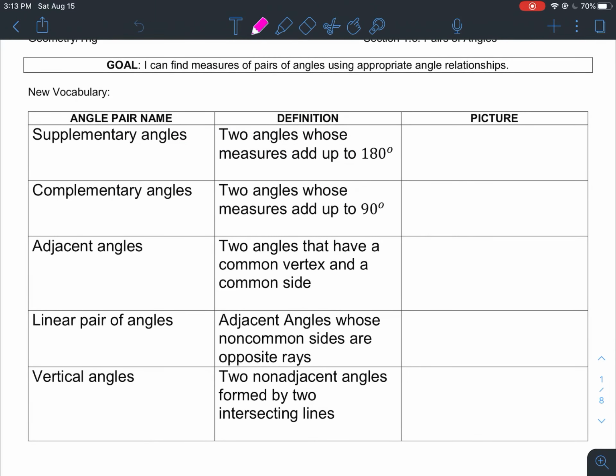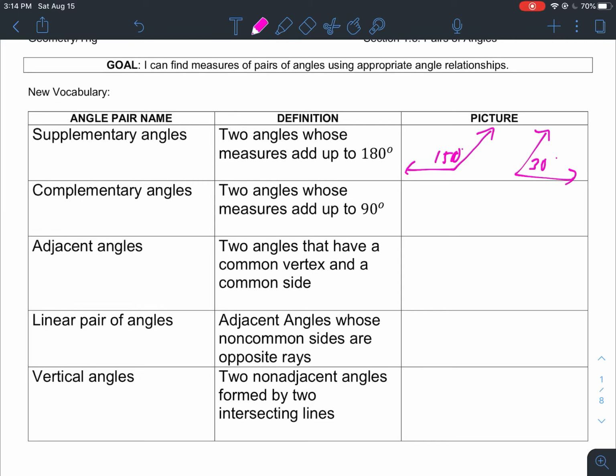First, supplementary angles. Supplementary angles are two angles whose measures add up to 180. There are tons of different pictures I can draw for this. I'm simply going to draw one angle, and I'm going to say that's 150 degrees, and another angle that is 30 degrees. And 150 plus 30 is 180. So those two angles are supplementary.